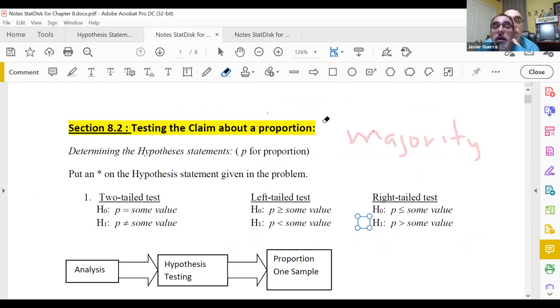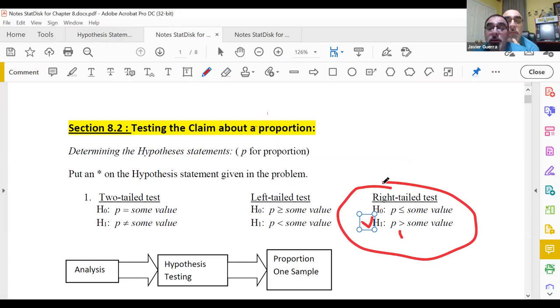More than, where is "more than"? More than, what happened there? Wait, yes. More than. There it is. More than, right there. That one.